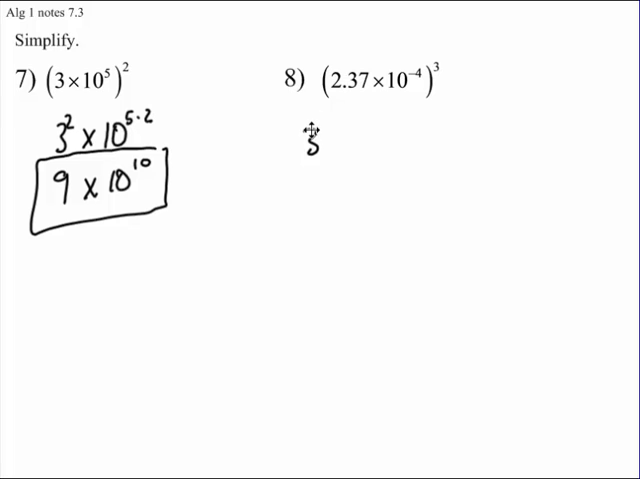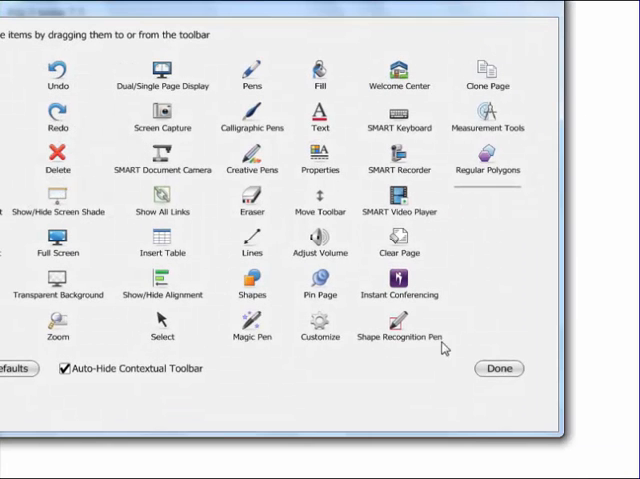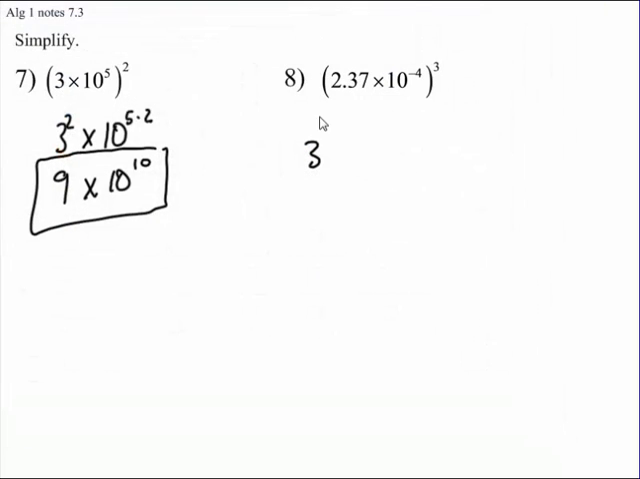Over here, got the same thing. Let's try that again. Not used to my icons yet. You'll just have to give me a second here. Set up my eraser. So 2.37 to the 3rd power times 10 to the negative 12.